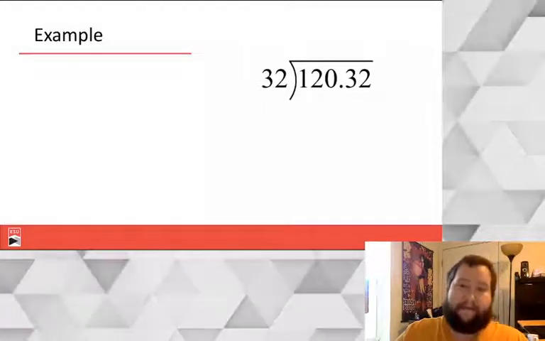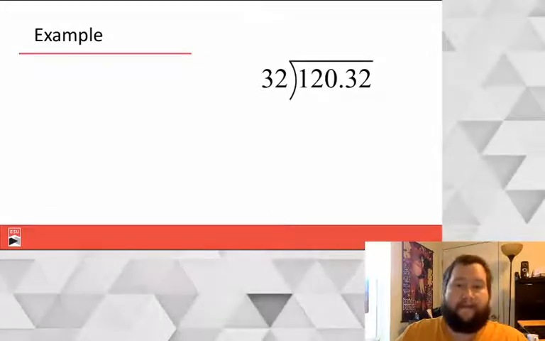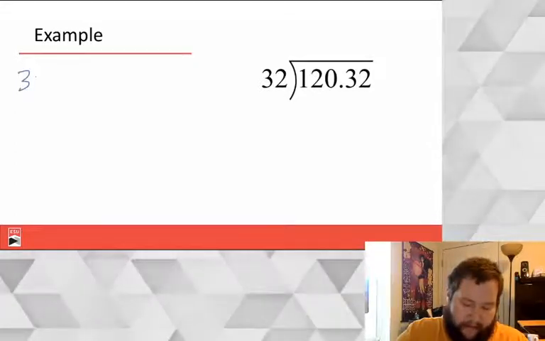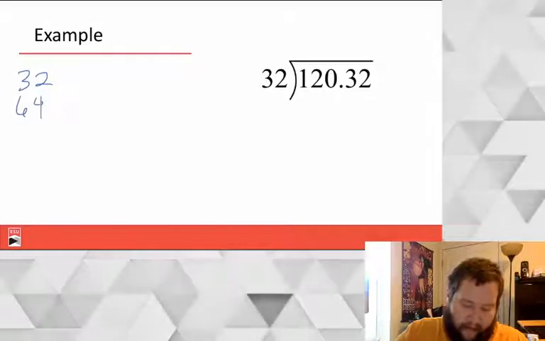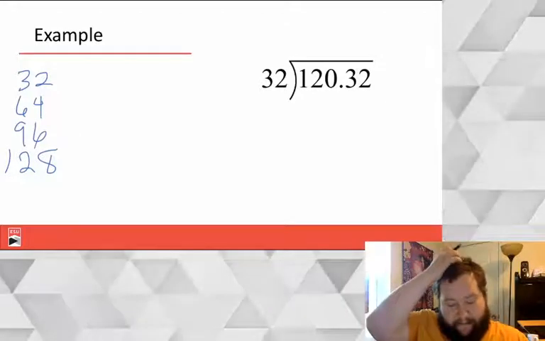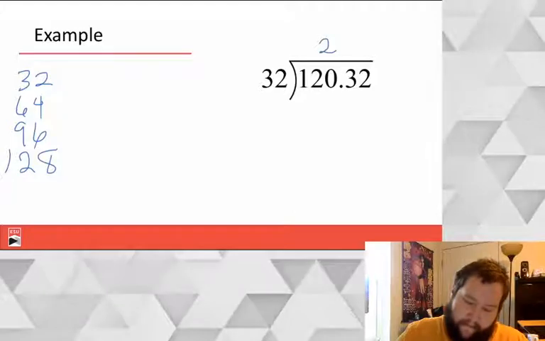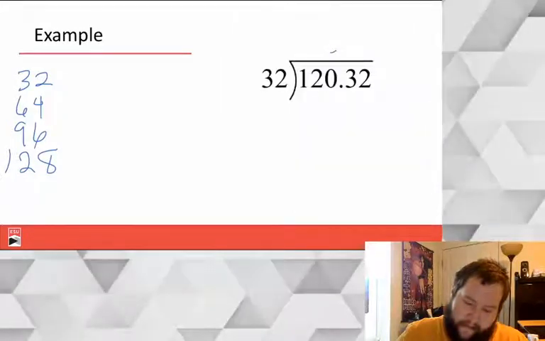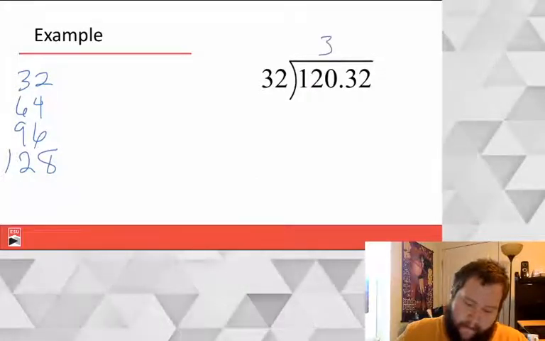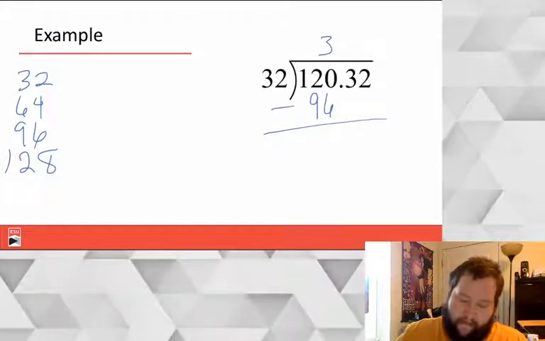And so in our example, there are no 32s in 12, but there are some in 120. And so we can do our partial quotients with 32, 64, 128. So one more is going to be, what, 96? That looks right to me. So we can take 2 32s out. No, we can take 3 of them. Can't just take 2, we can take 3. Get 96. Subtract, and that gives me 24.